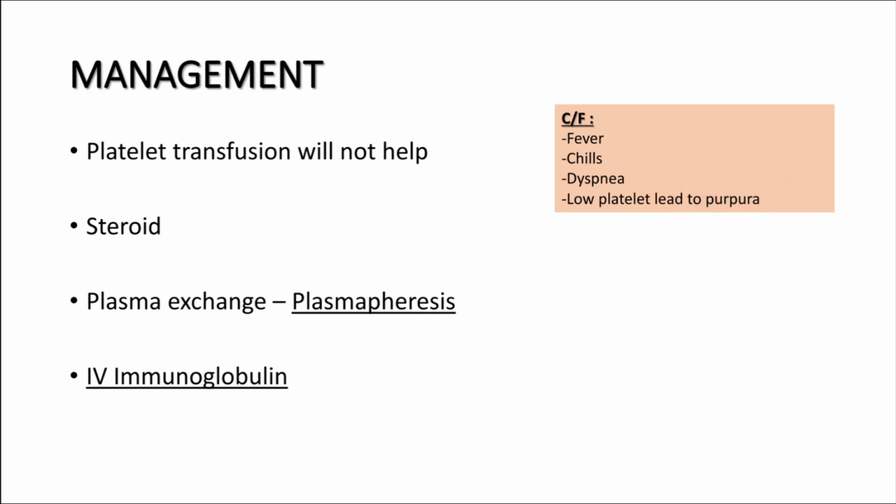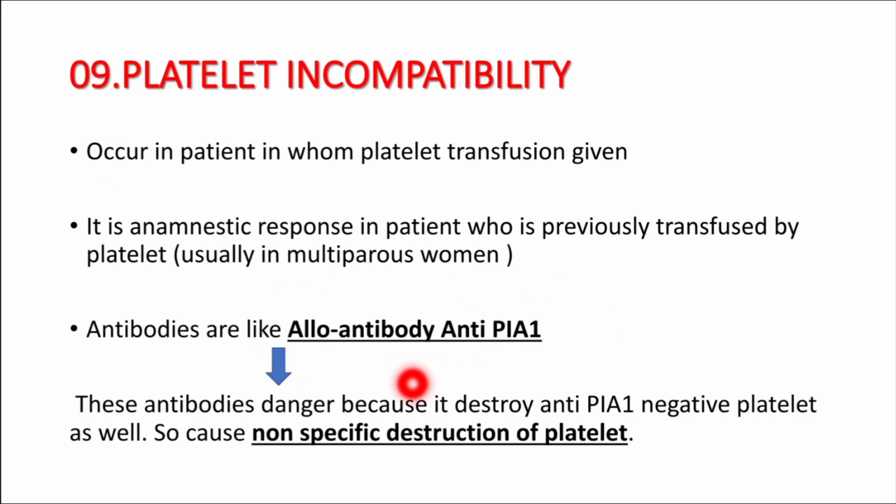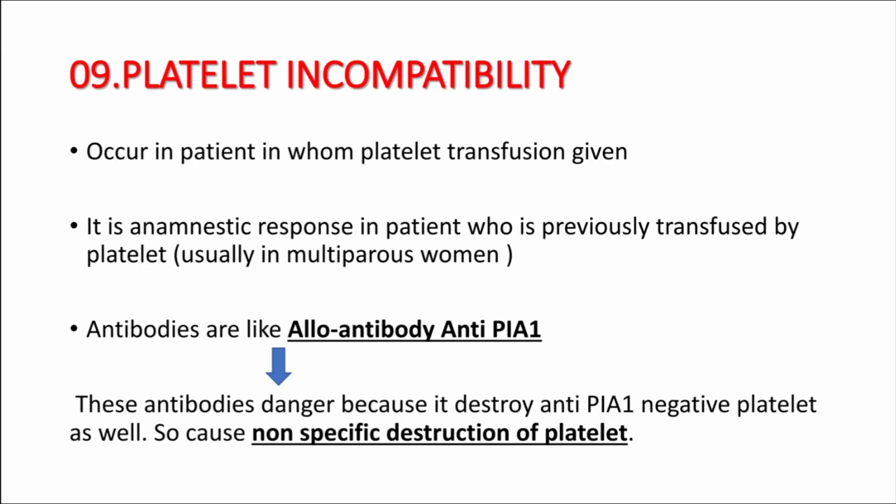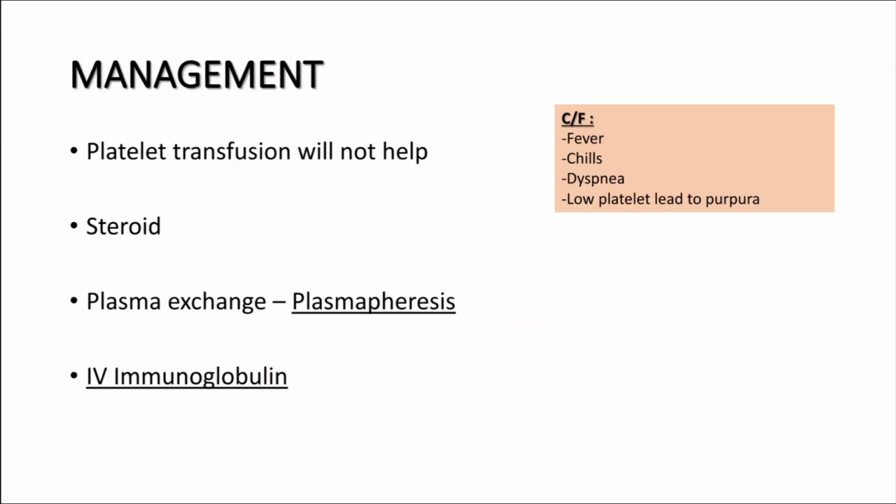How will you manage the platelet incompatibility? So for the management, see, platelet transfusion will not help, right? Because the underlying cause is development of antibody against the platelets. So you cannot give the platelet transfusion. To subside the inflammation, you can give steroids. And the main mode of management is to remove the responsible antibody. This antibody, which is present in plasma, has to be removed. So it can be removed by doing plasmapheresis, in which the plasma is removed, right?